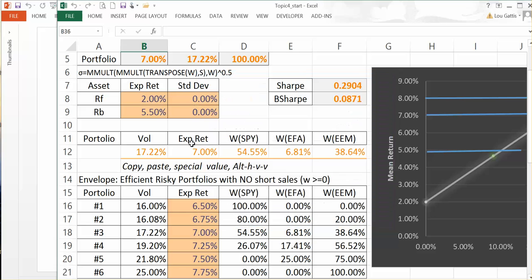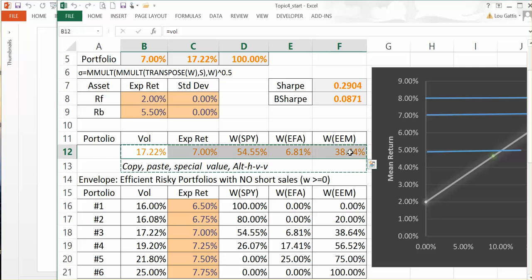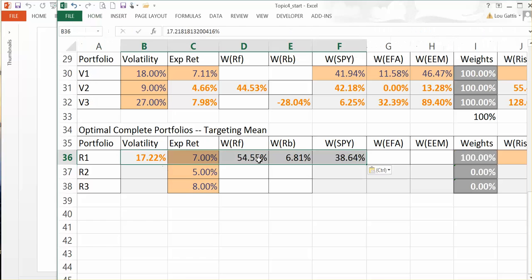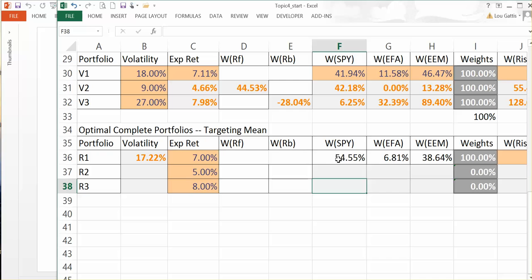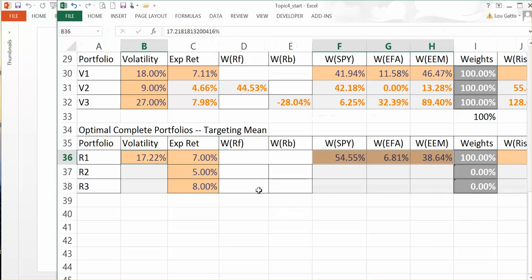Solver found a solution. Here it is. I'll copy that down here. So that portfolio is 55% SPY, 6.8 EFA, 38.6 EEM, provides a volatility of 7.22 and an expected return of 7. Change the formats on that. I always like to, anytime I put values in Excel, highlight the numbers, so if I had to come back and update things, I know where to update values.